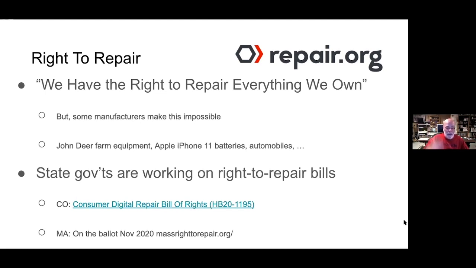I mentioned iPhone batteries. You'll find if you try to fix your car, there's lots of things now in your car that will prevent you from doing that. Your car is really a network of little computers these days that all are talking to each other and watching what you do and saying, no, can't fix that.